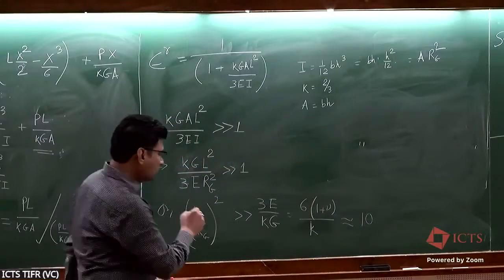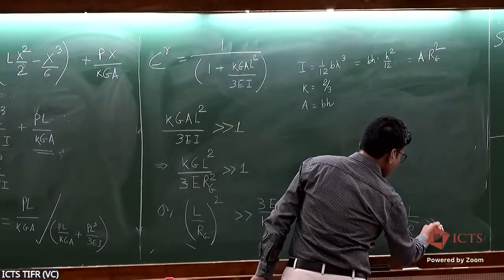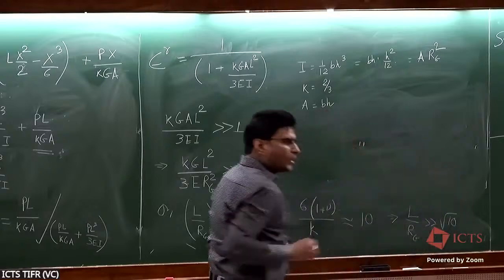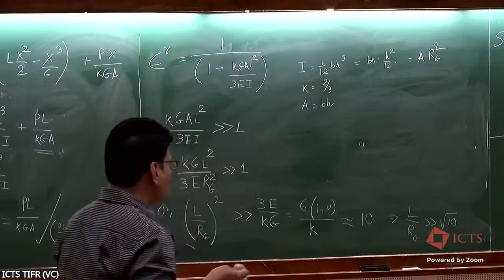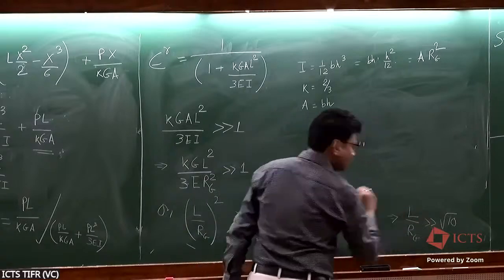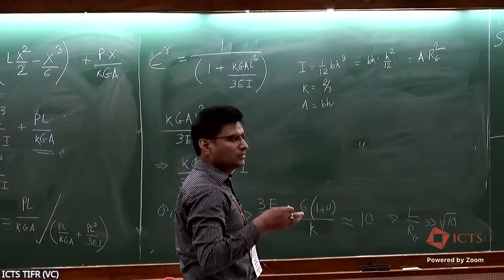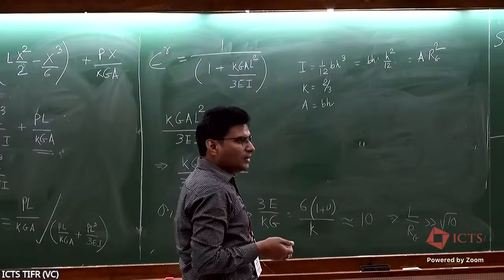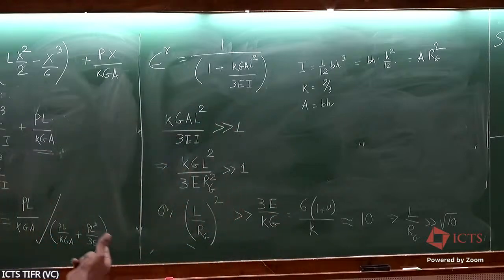So L by RG would be much, much greater than the square root of 10. The square root of 10 is, I think, about 3.162. You can see that if it is much, much greater than 3, something like, let's say, 15 or 20, of course, you can go further beyond, then Euler-Bernoulli theory will give a very good result. But if it is close to 3, then there will be error if you use Euler-Bernoulli beam theory.